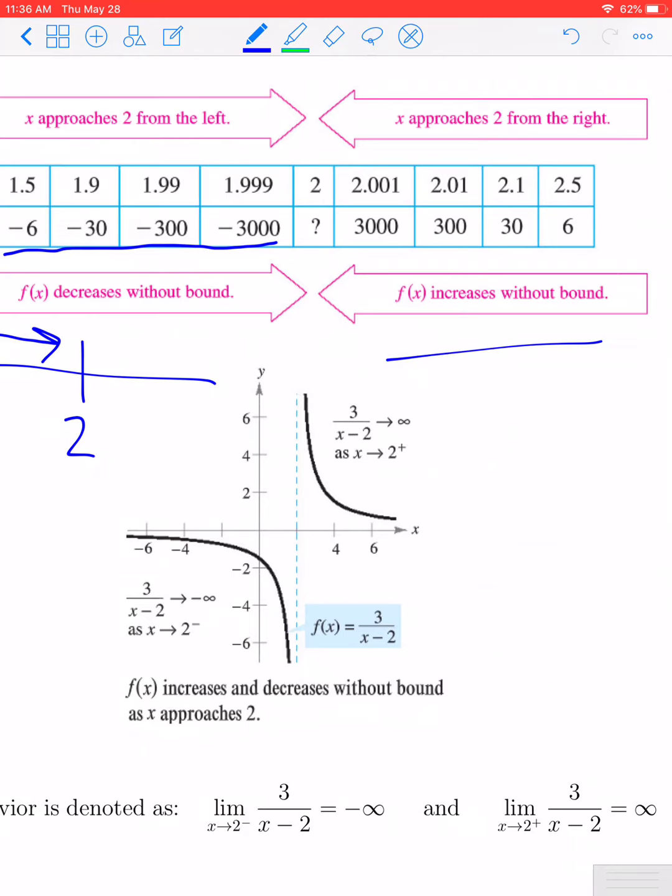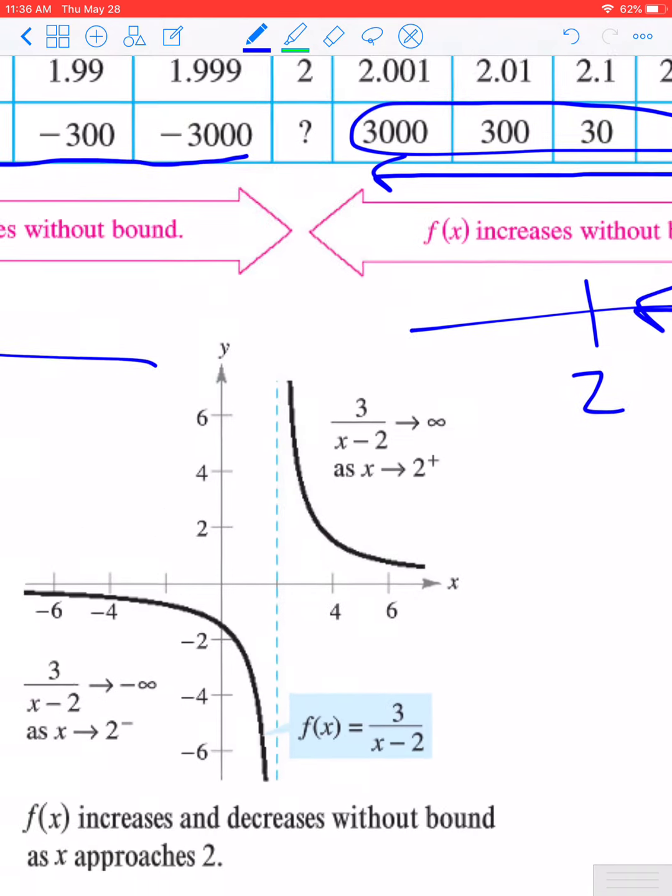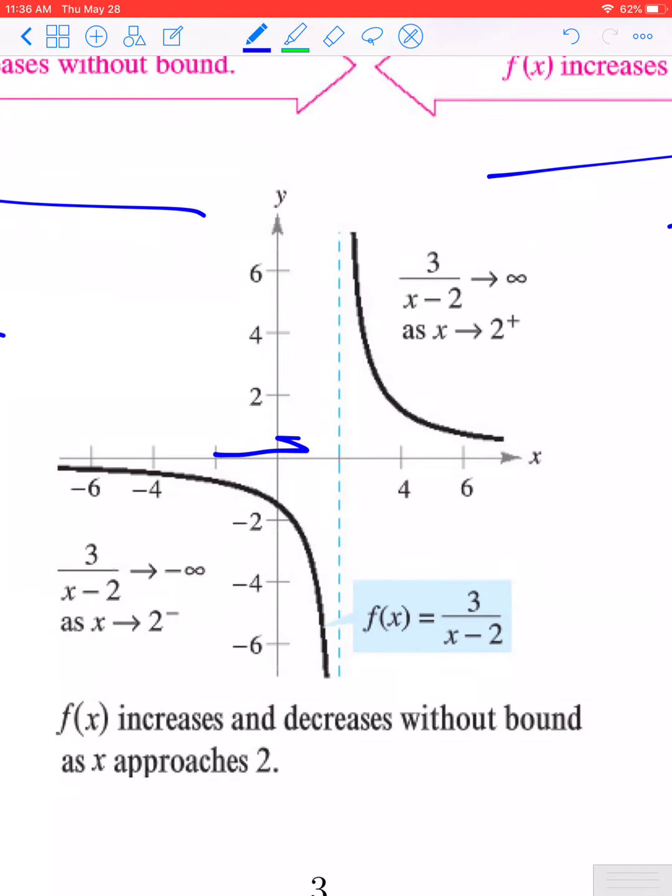If we look at what's happening as we approach 2 coming in from the right-hand side, these would be approaching 2 from values that are slightly greater than 2, things like 2.5, 2.1, etc. And as we get closer and closer to 2, the function values are positive, and they become unbounded. So as x approaches 2 from the left, the function is approaching negative infinity. As we approach 2 from the right-hand side, the function is approaching positive infinity.